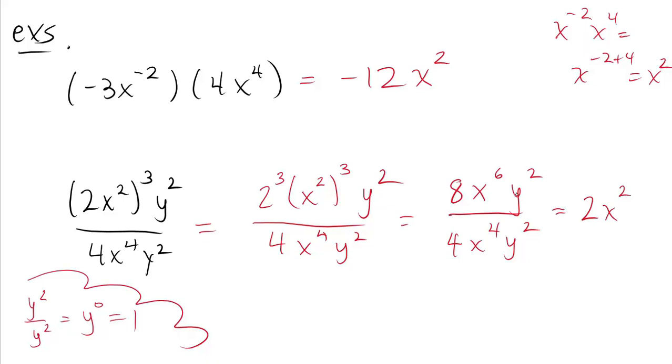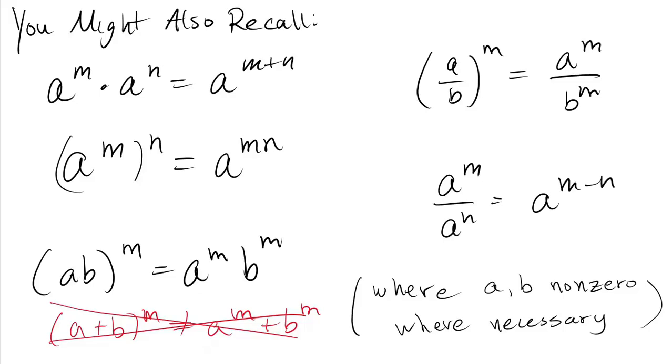A lot of people will actually cross them out when they do that. It's kind of a visual way of showing yourself that you've canceled those away. There are no copies of y left in our final answer. This reduces down to 2x squared. You may have noticed there's one rule we haven't used yet, this one in the upper right-hand corner, but there's an example coming with that. The other four we've practiced.